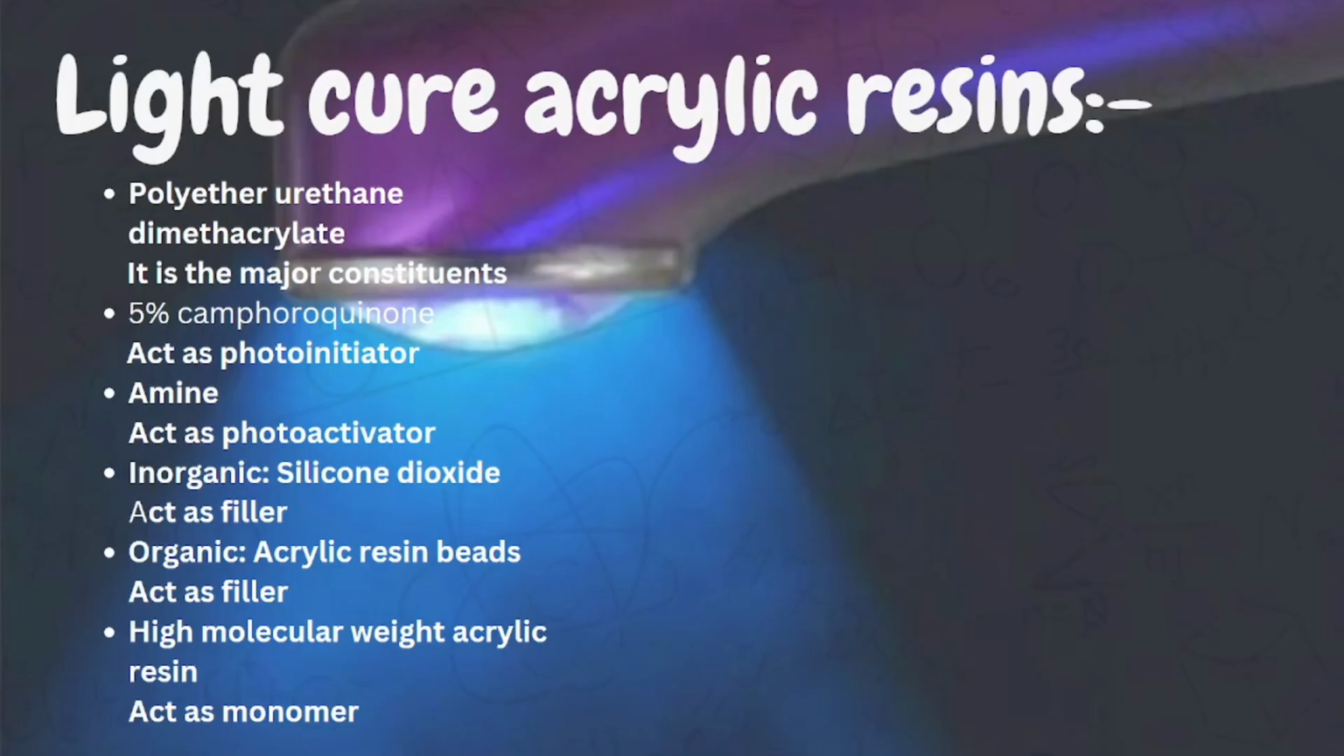Now, light cure acrylic resin. It consists of polyether urethane dimethyl acrylate, that is the major constituent. So, what is this urethane? The urethane is the major component because any type of material that needs to be light cured does require a urethane molecule. Without it, it can't be light cured.